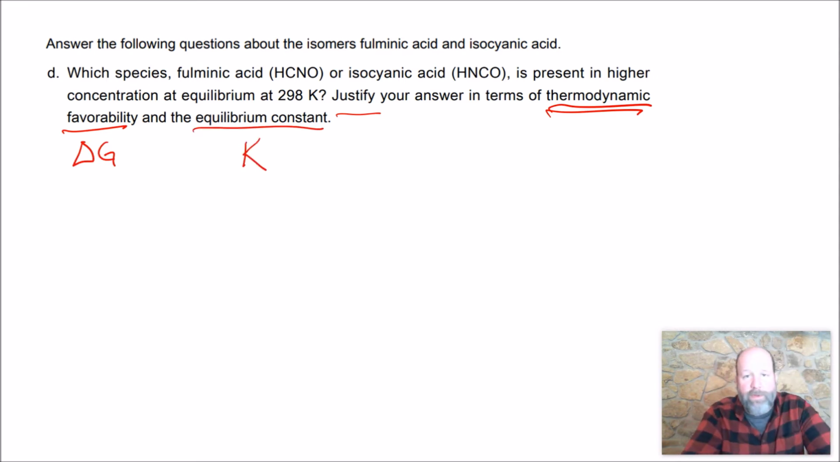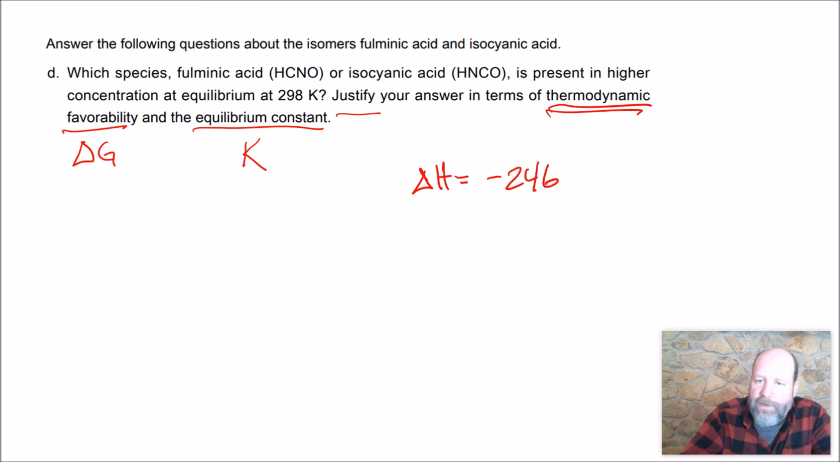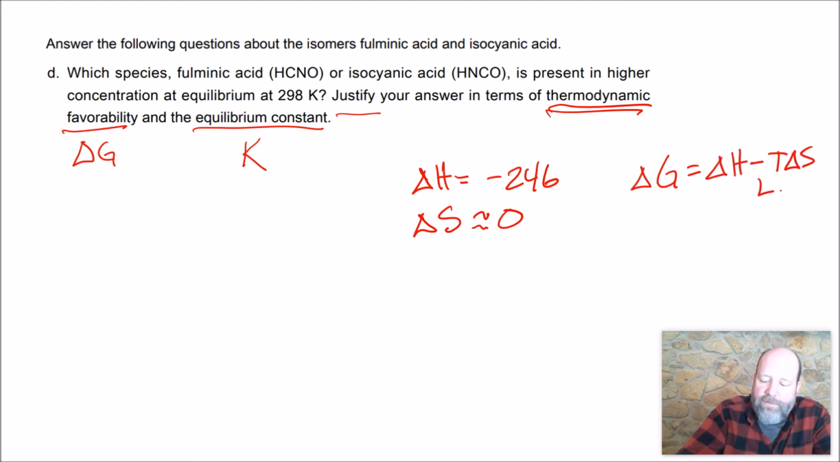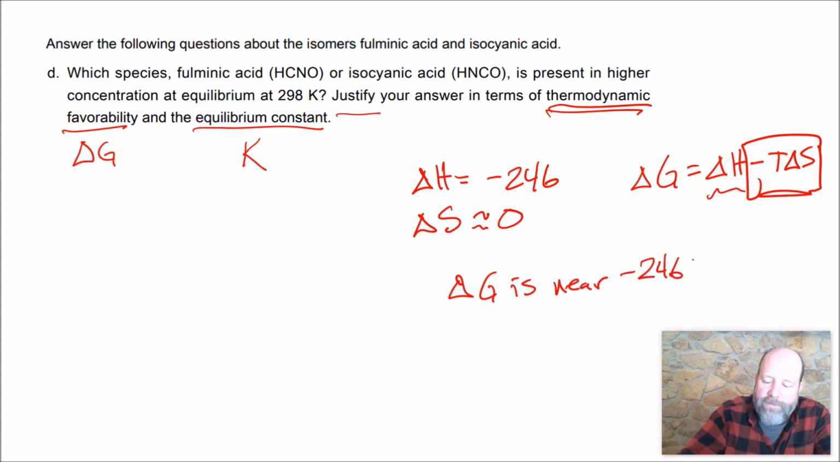So this was an equilibrium reaction. If you look back up there, you'll see that it's got the little double arrow. So what do we know about delta G? We know that delta H is equal to negative 246. We calculated that, kilojoules per mole. We know that delta S is close to 0. So delta G is equal to delta H minus T delta S. If this is close to 0, that whole thing can be chucked out. So it's pretty close to delta H. So delta G is near negative 246 kilojoules per mole.